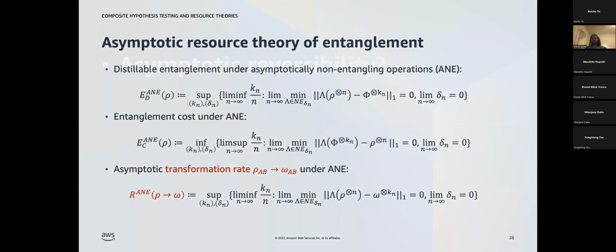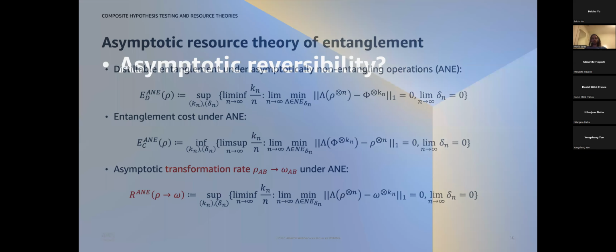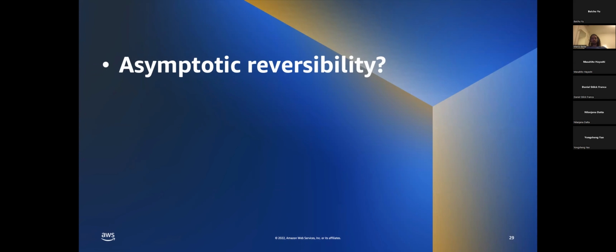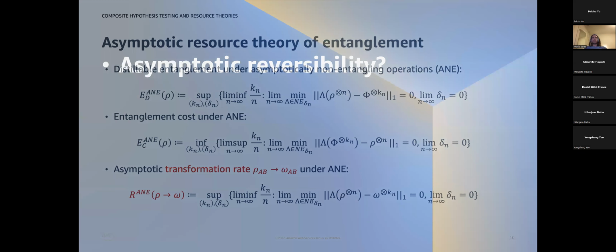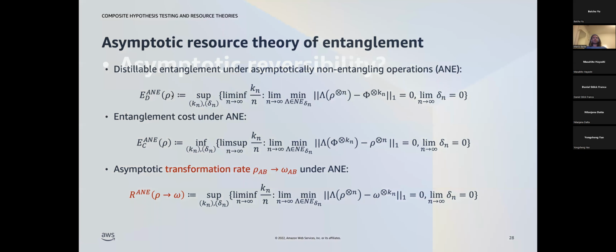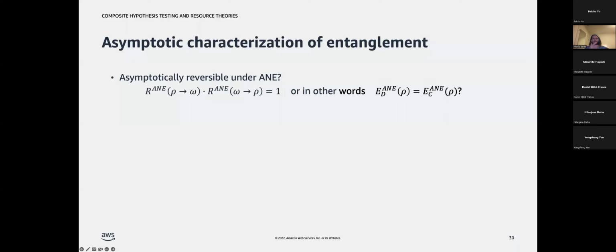Now the question is, does this resource theory become asymptotically reversible? That means if I go from a state rho to a state omega at the asymptotically optimal rate, and then I go back to rho, do I not lose anything as a net cost? The resource theory of entanglement has this maximally entangled state, the e-bit. So the question becomes equivalent to: is the distillable entanglement the same as the entanglement cost under these delta non-entangling operations? These are two equivalent formulations of the same problem. Is that true?